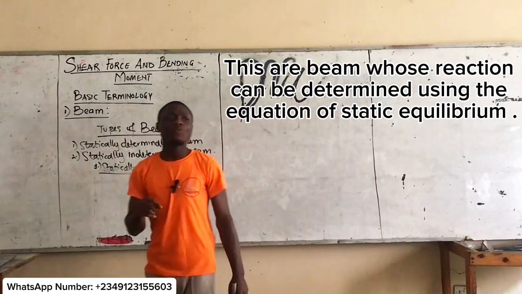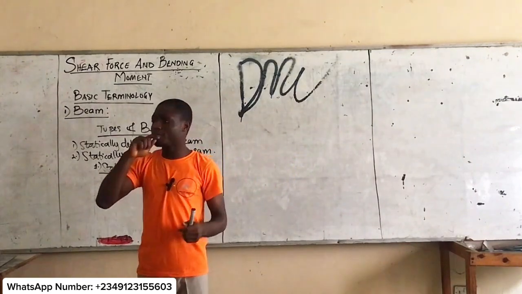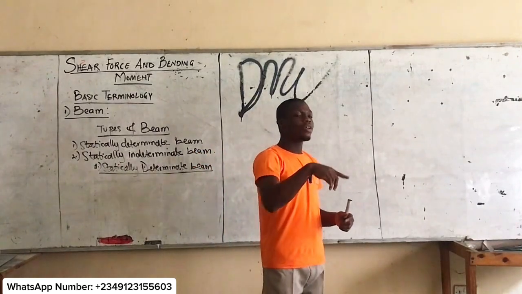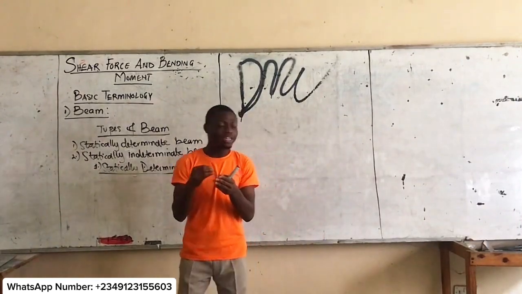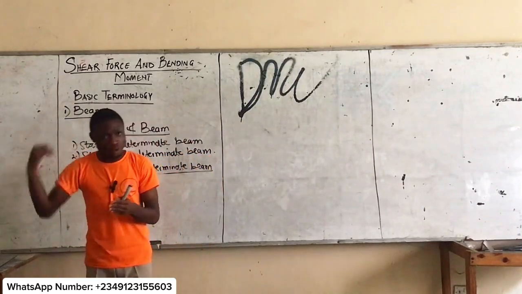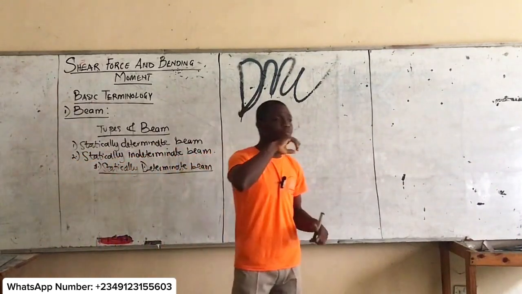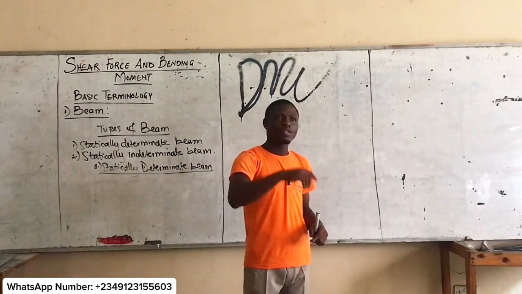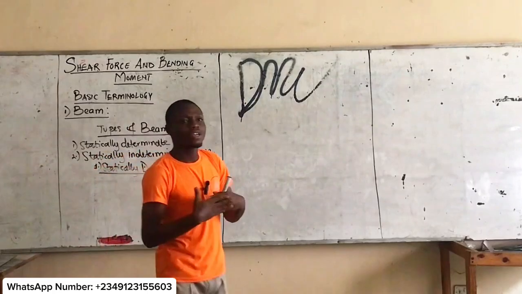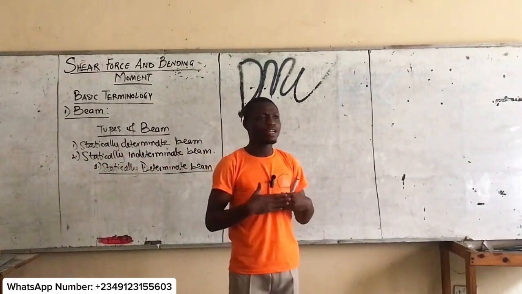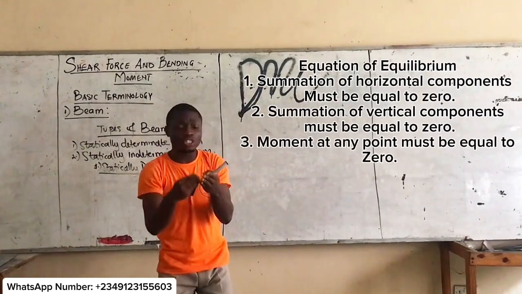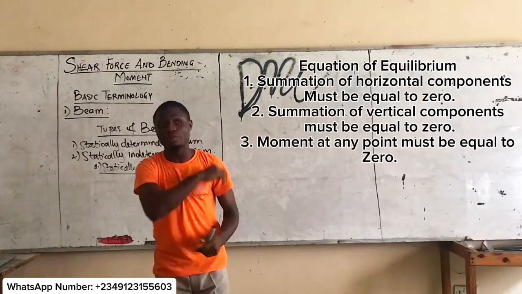Listen please. When I say static equilibrium, what do I mean? It doesn't move. But I did not say static equilibrium alone, I said equation of static equilibrium. By the word equation, what do I mean? It's equal to something, like the formula. So can you please list out the equations of static equilibrium?